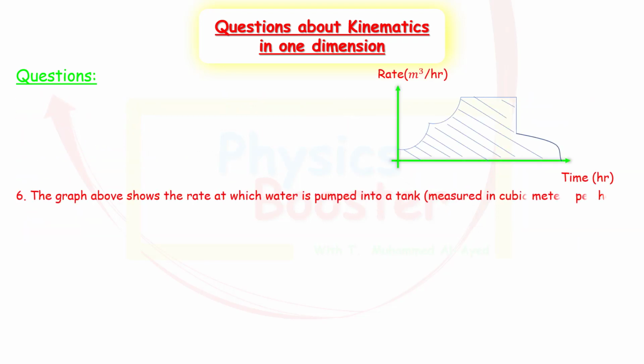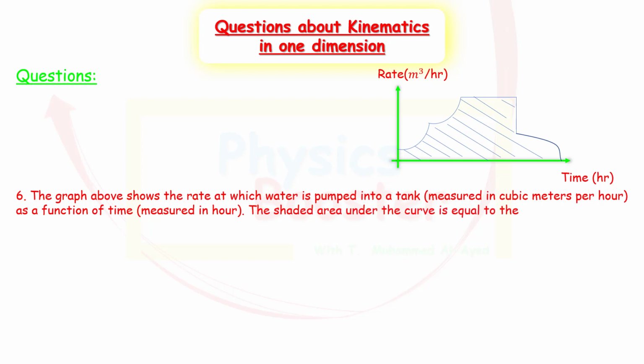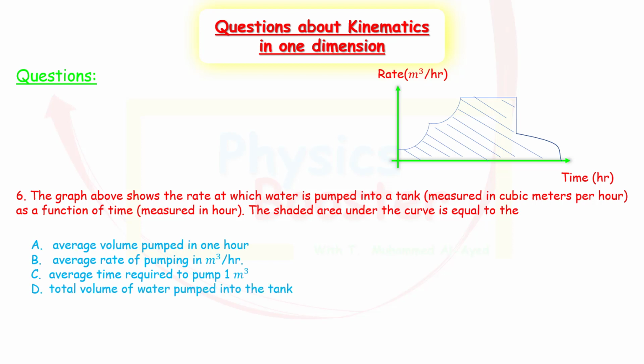In this question, it's saying that the graph above shows the rate at which water is pumped into a tank, measured in cubic meters per hour, as a function of time. The shaded area under the graph is equal to the average volume, the average rate of pumping, the average time, and finally the total volume. We never covered something called the rate versus time graph, but it's actually very similar to the velocity versus time graph. Velocity is meters per second, and this is meters cubed per hour, so it's a quantity and time, okay?